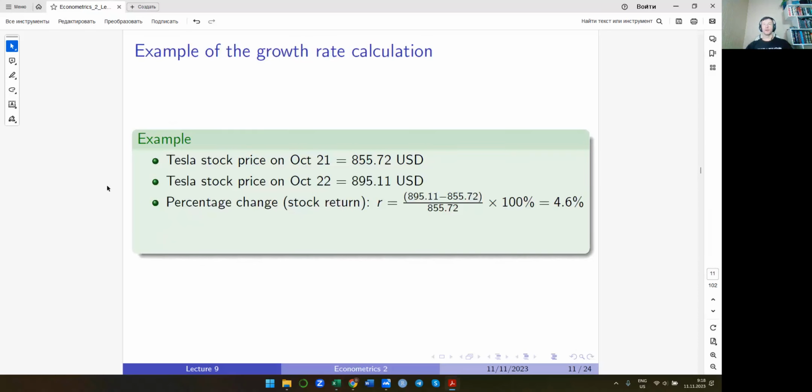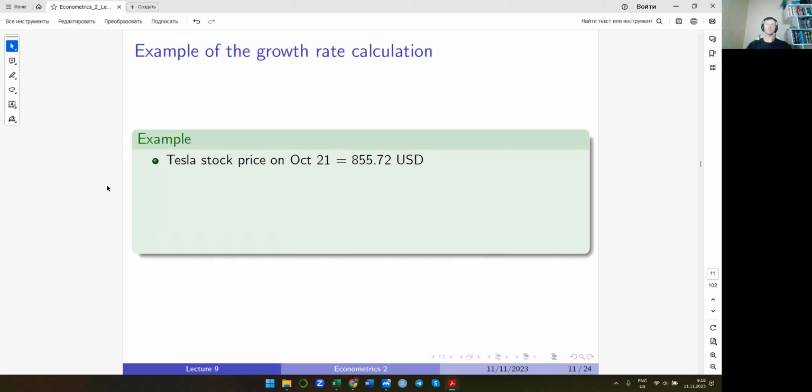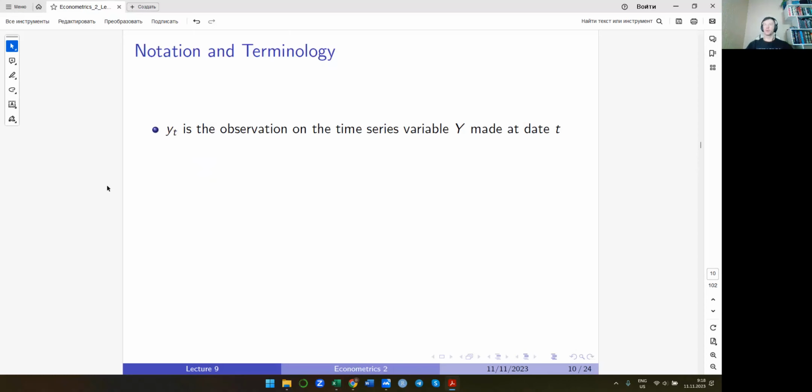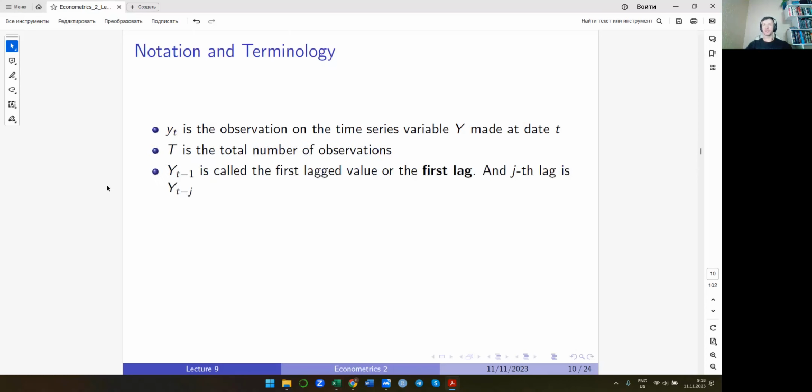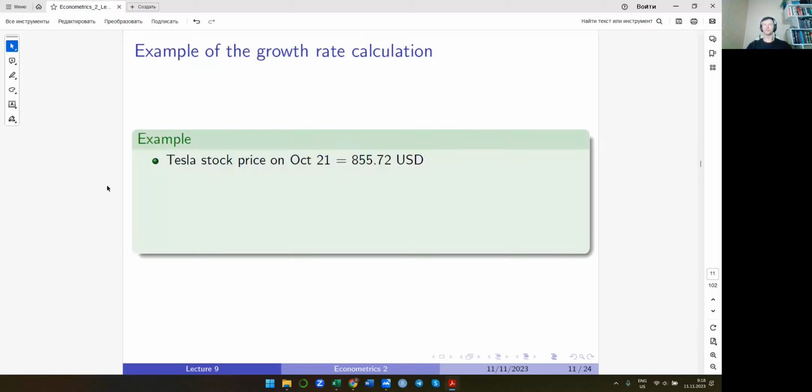So this was an introduction into the characteristics of time series. Again, observation, time span, first lag or j-th lag, first difference or j-th difference, and the log return, the approximation of the return of the variable.